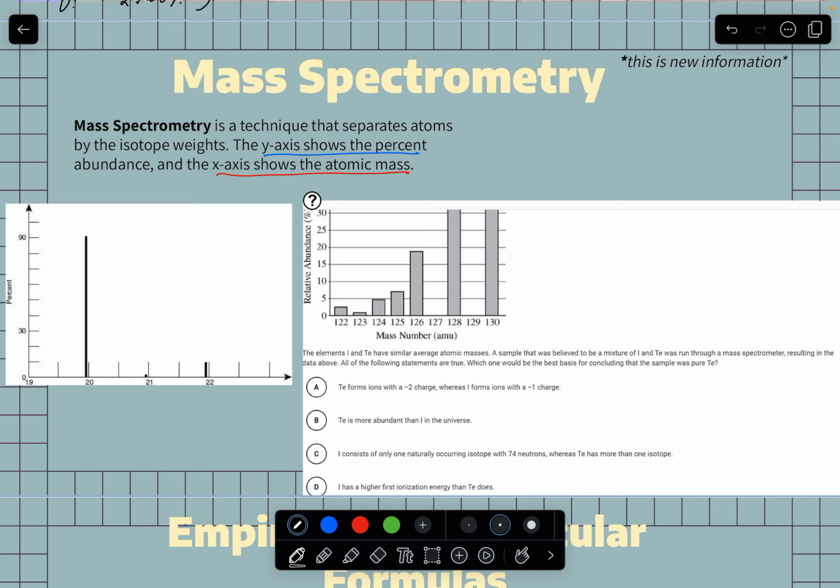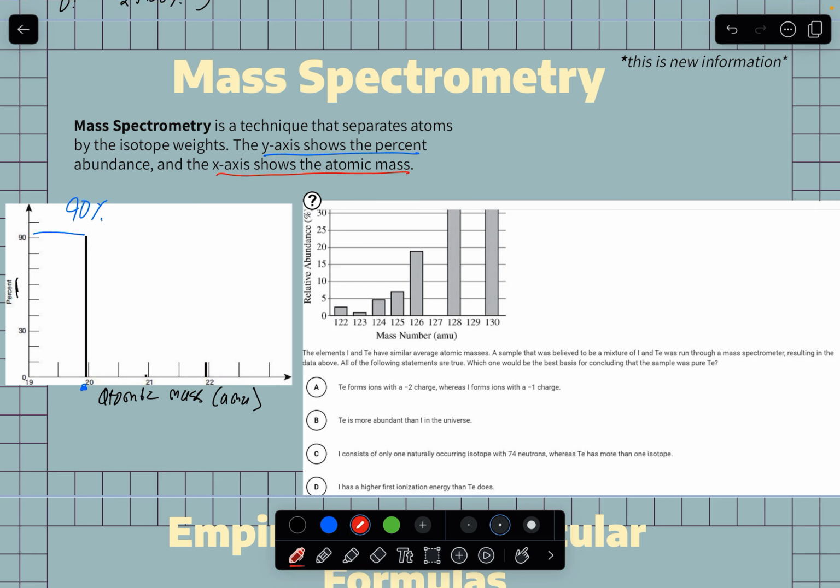All right, if we look at the graph here on the left, it's not labeled on the bottom, but remember the bottom was the atomic mass in AMU, and then the left is our percentage, right? So whatever element this is, we know that at about 19 atomic AMU, this first line here is at about 90%.